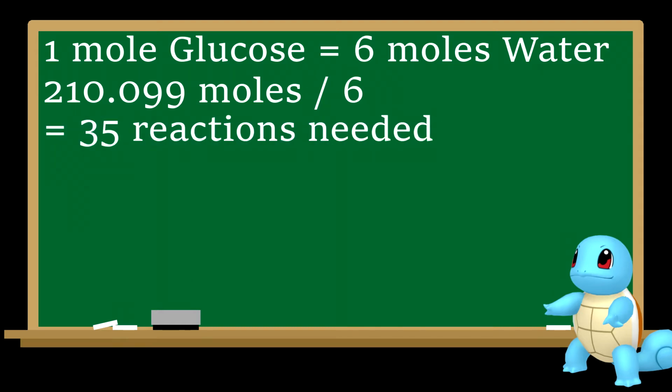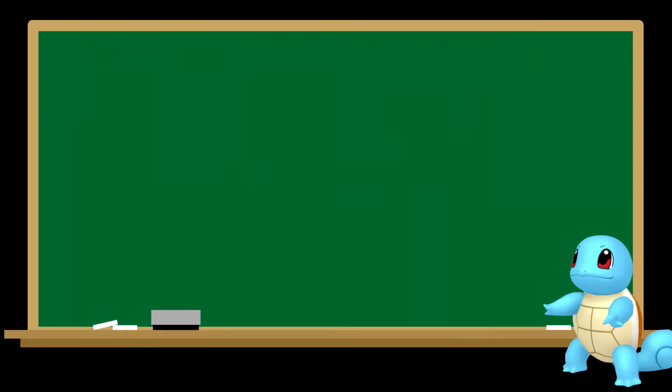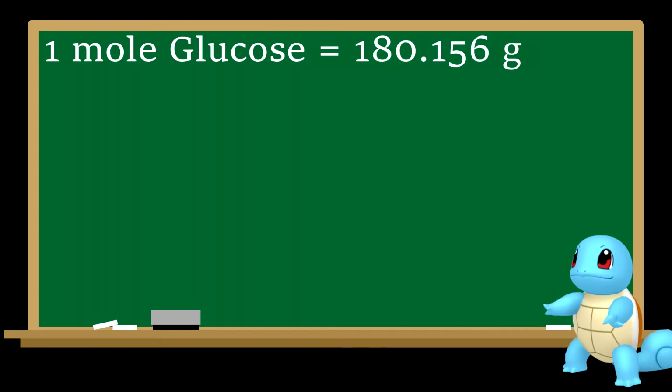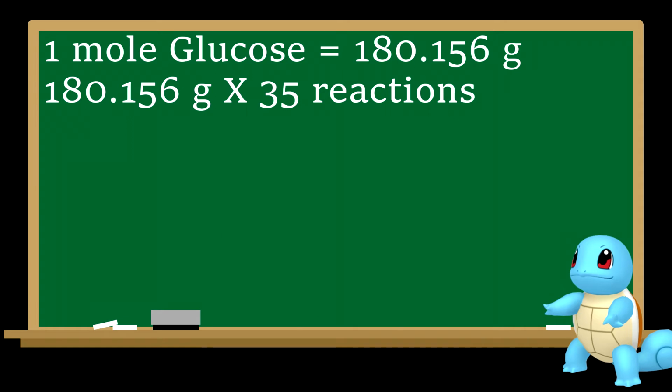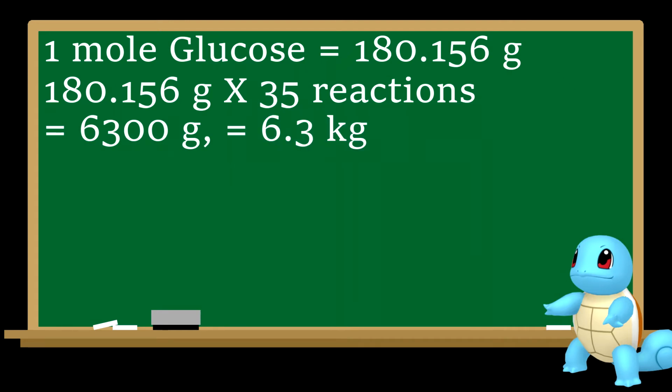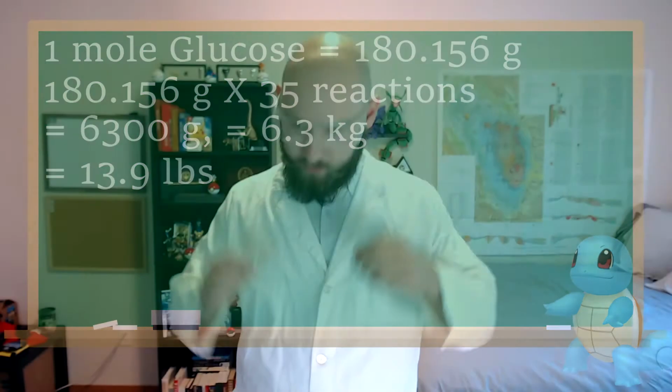So because we need to run the reaction 35 times, we need 35 moles of glucose because 1 mole is used every time we run the reaction. 1 mole of glucose has a mass of 180.156 grams. So we multiply that by 35 to get the amount of glucose that we need to create this gallon of water. And that gives us 6.3 kilograms, or for my fellow Americans, 13.9 pounds of sugar.